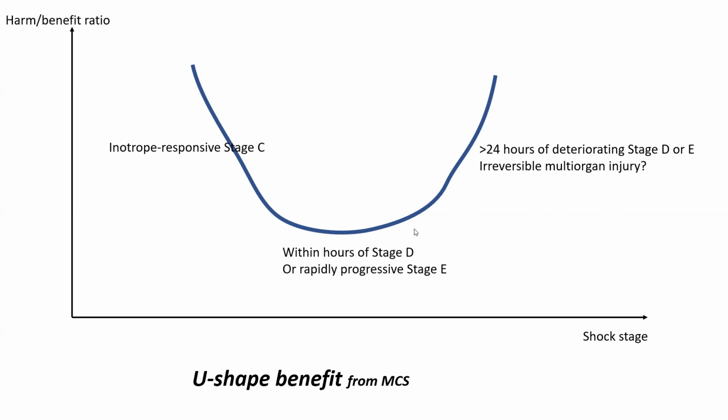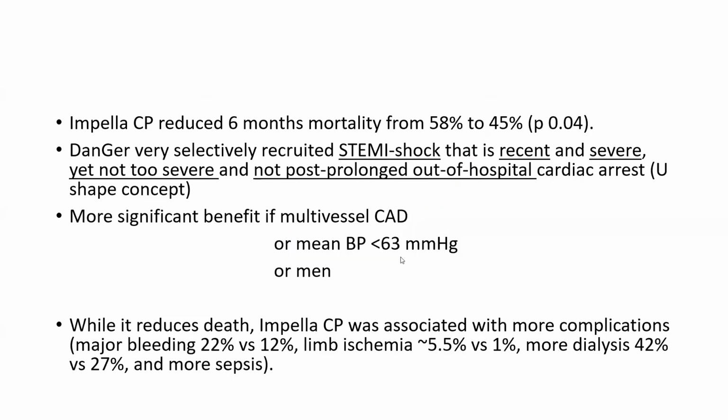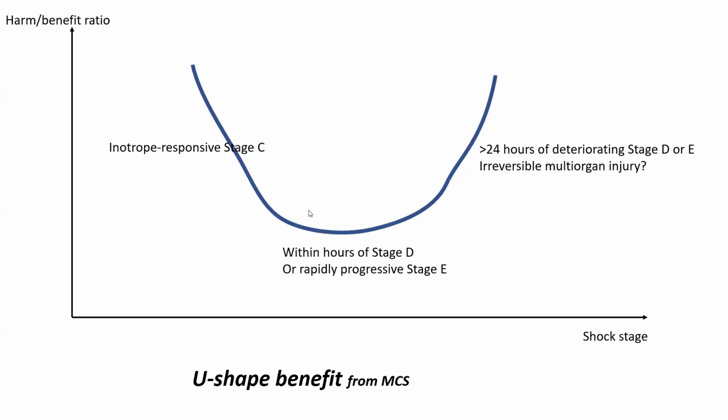This is a sweet spot that is likely to benefit the most from mechanical circulatory support, within hours of stage D or rapidly progressive stage E, within hours. And this is the idea, and I think that's part of the reason DanGer shock succeeded. Partly the device, but partly the selection of STEMI shock that is recent and early intervention within hours of stage D or late stage C.